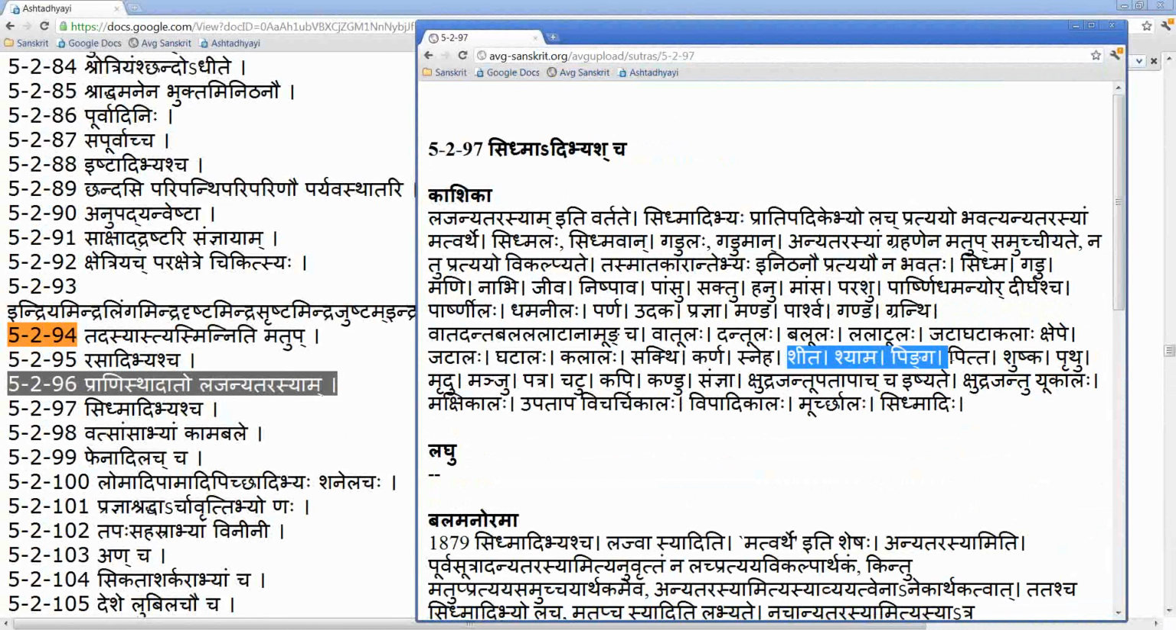So Prithula, these are all like that. Mridula, Manjula, and all these come. Kapila, all these. So anyway, this pratyaya is lach, which optionally comes. Siddhmadibhyah pratipadikebhyah lach pratyayo bhavati anyatarasyam matvarthe, one who has that. So that's the Shitala. Technically, one who has the property of cold, so that which is cold.